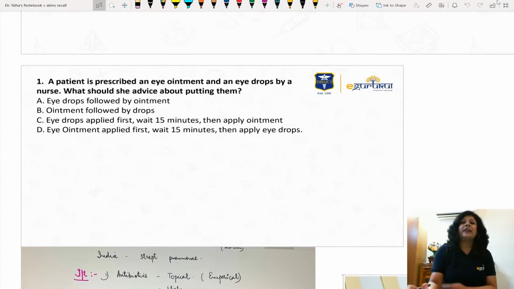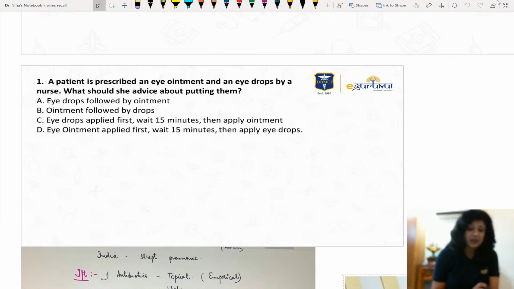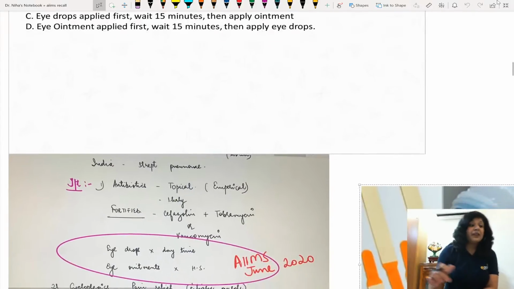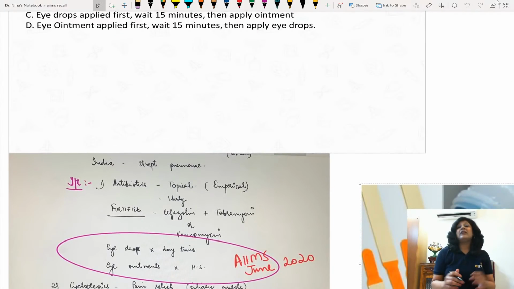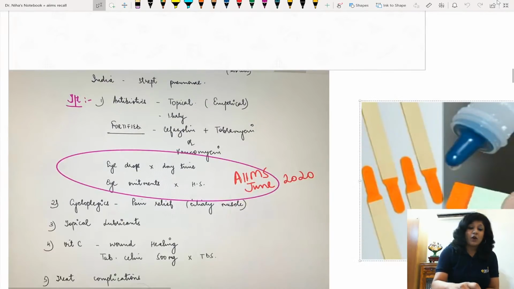The question number 1 is, a patient is prescribed an eye ointment and an eye drop by a physician, and now this has to be instilled by the nurse. So what is the advice that the nurse should be given, and how should she give this eye drop and the eye ointment? So again, I am happy that the things that we actually tell you in the class are always asked in the exam.